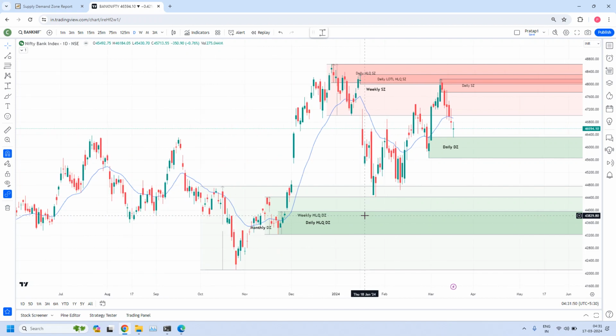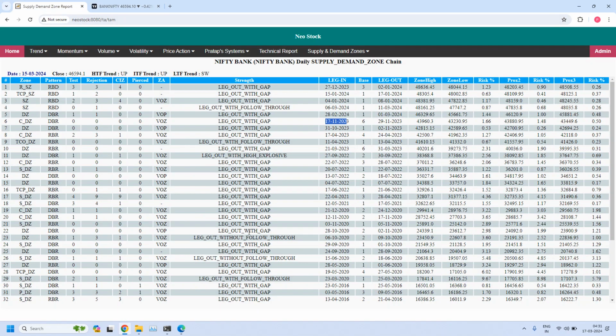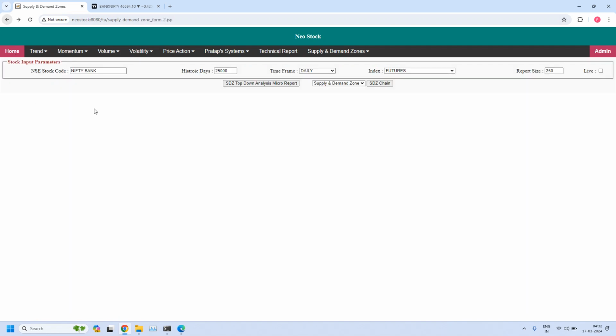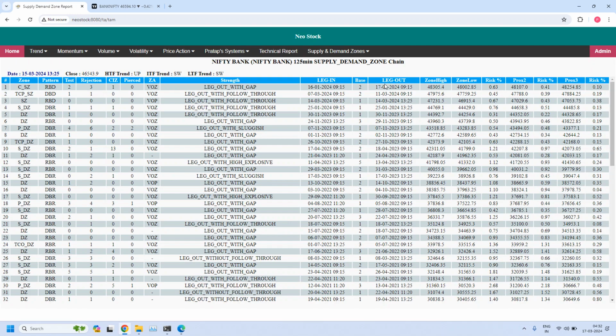Okay, now daily analysis is completed. Now let's move on to the 125 minutes time frame. So I'm going back, changing the time frame to 125 minutes and generating the chain. Maybe we need to wait a few seconds until the software displays the results, because it is analyzing longer data. Okay, fine. We got the data.